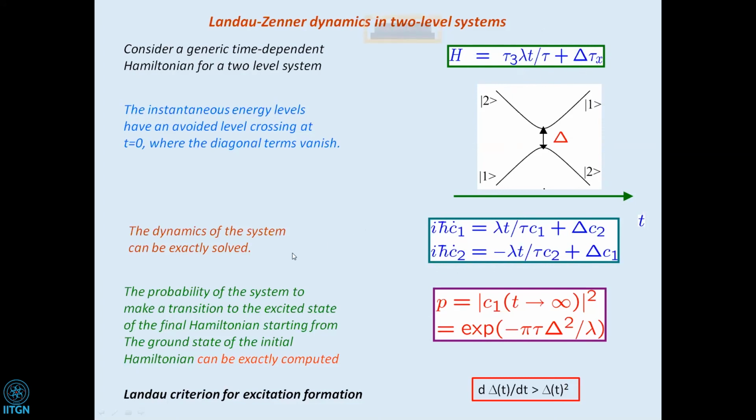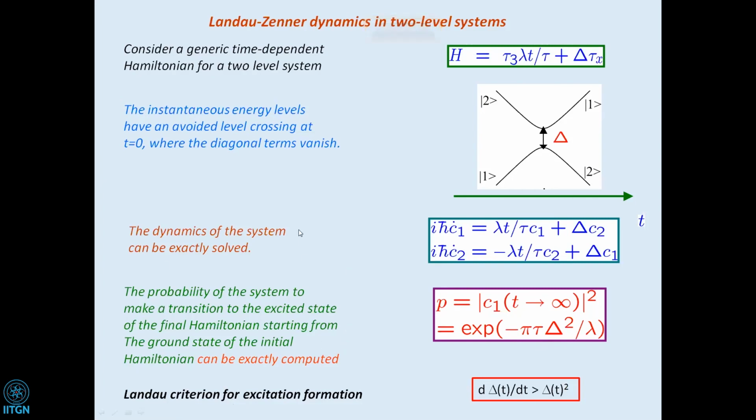It turns out that the dynamics of this system can be exactly solved. So if you now go through this with a fixed rate, the probability that if you started from state 1, you will end up in the ground state is an exponentially decaying function of time, and that depends on the rate at which you have taken your system. This tau is the inverse of the rate, and there is a strict principle for this called the Landau criterion.